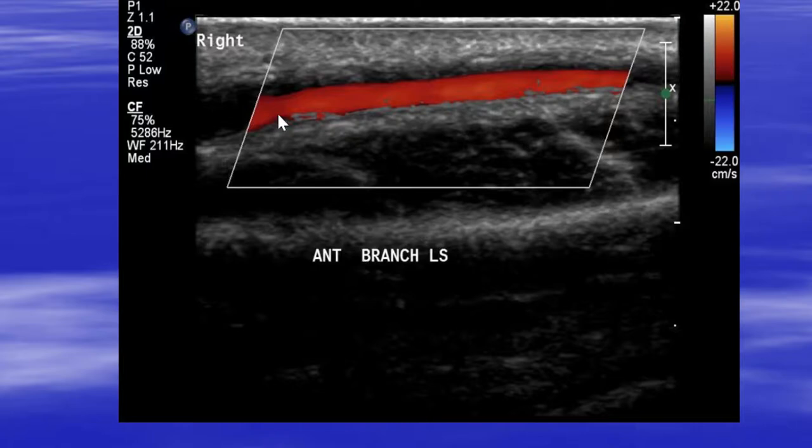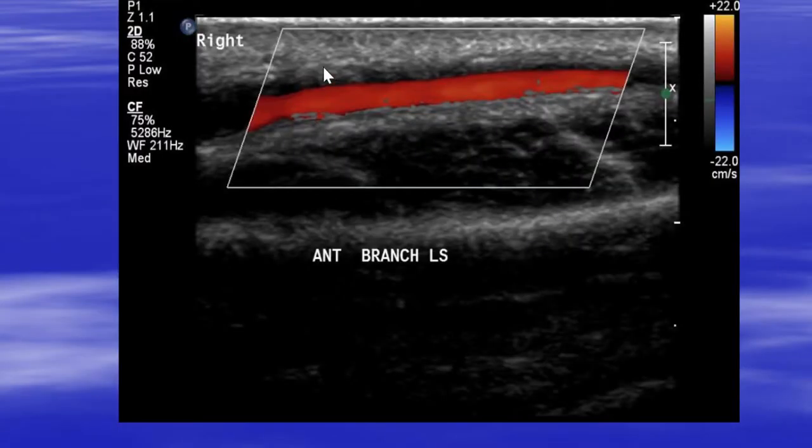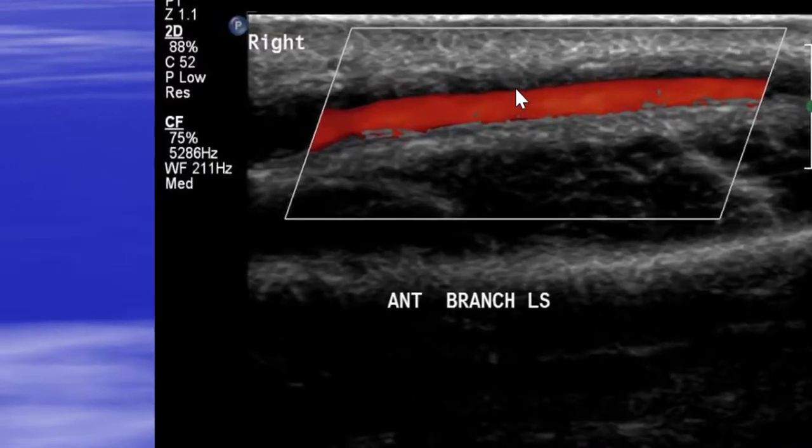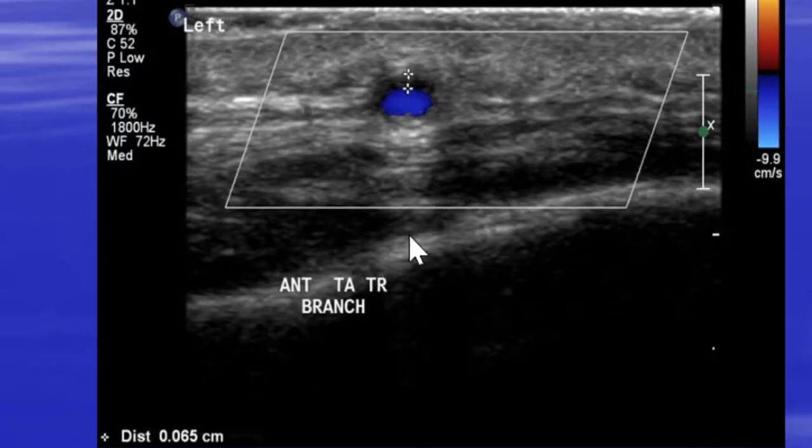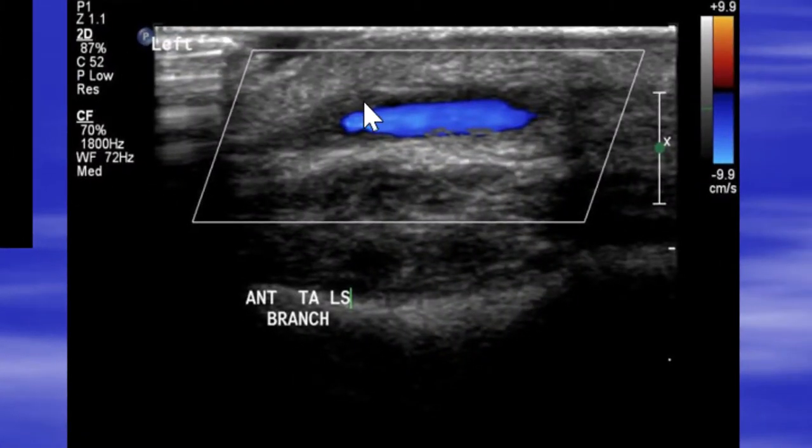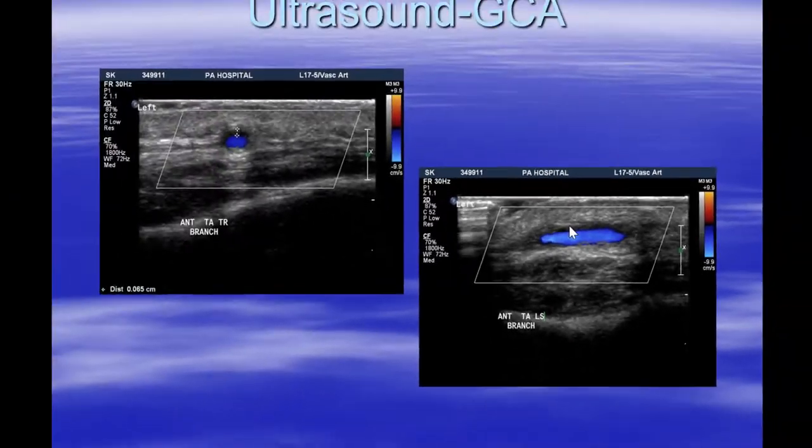Here's the anterior branch, and this is also an example of a halo. Here the wall of the vessel is quite thickened. You can see it's just over 0.6 of a millimetre there, but that's still abnormal. And you can see in longitudinal we've got our Doppler and thick wall vessel there.